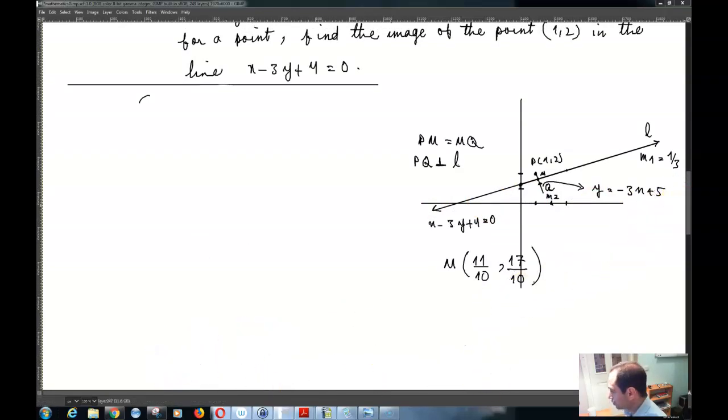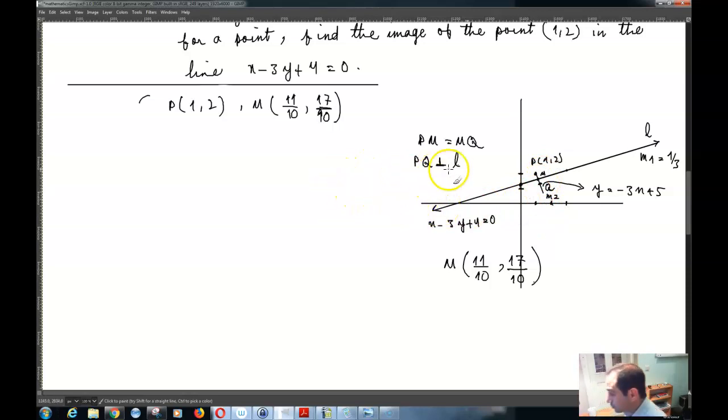So then what you need to do is find the distance between P and M, of course the perpendicular distance. Point P is 1, 2, and point M is 11 tenths and 17 tenths. 11 tenths is 1 point something, and 17 tenths is basically 1.7. Okay, that does make sense, because the height of the point becomes 1.7 over here, and the distance from the y-axis is 1 point something. It does make sense.